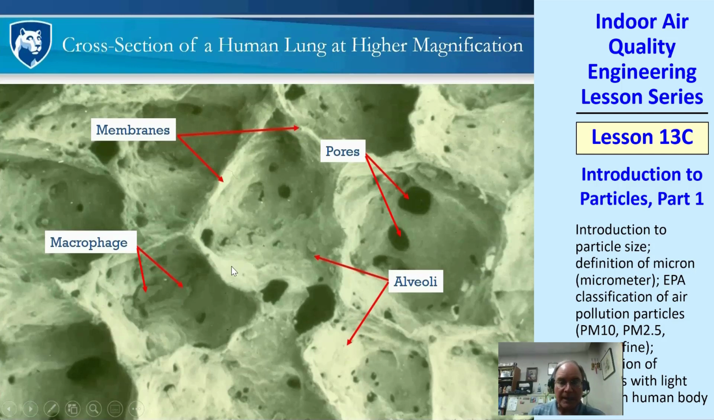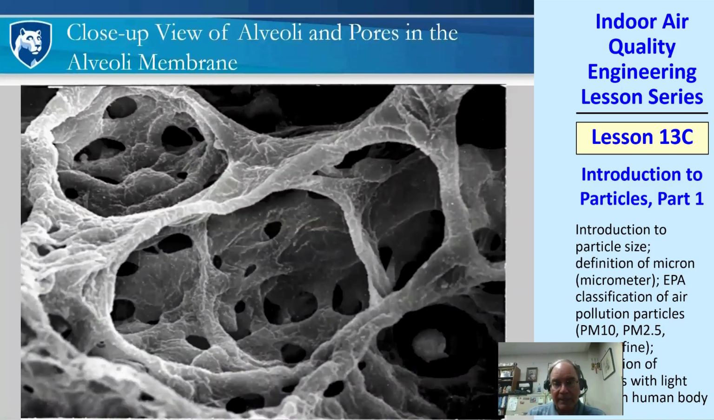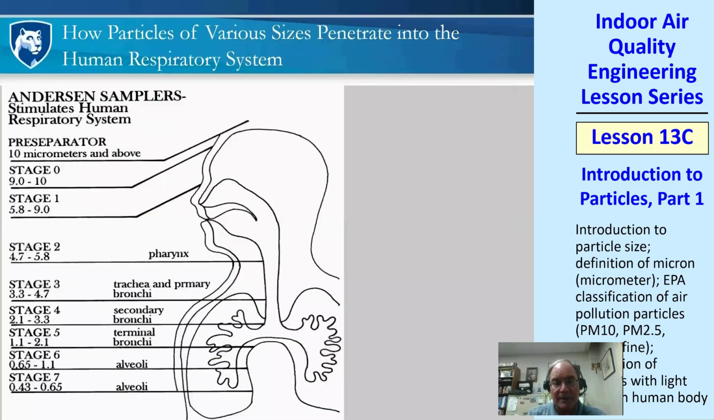Oxygen goes into your blood from the alveoli through the membrane into your capillary tubes, and then it goes to your cells throughout your body, and then carbon dioxide goes back into your alveoli, and then you exhale that. Another electron microscope image of that same thing. So this is kind of a summary of the sizes.